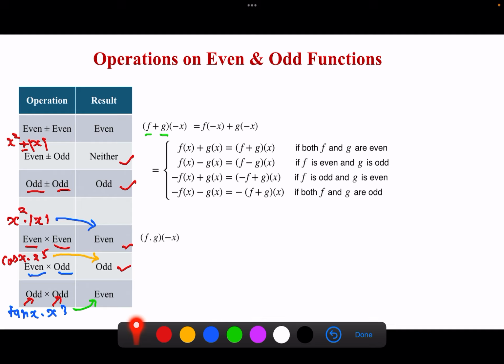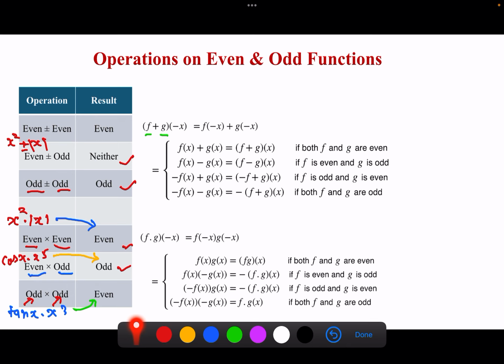Now for product rules. (f into g)(minus x), the product of two functions, we find the value at minus x, which we can write as f of minus x into g of minus x. Now again four cases arise. When both functions are even, then f of minus x will be f of x, g of minus x we can write g(x), means (fg)(x). So (fg)(minus x) will be (fg)(x), means the product function has the same value at x and minus x, so it is even. So the product of two even functions is even.